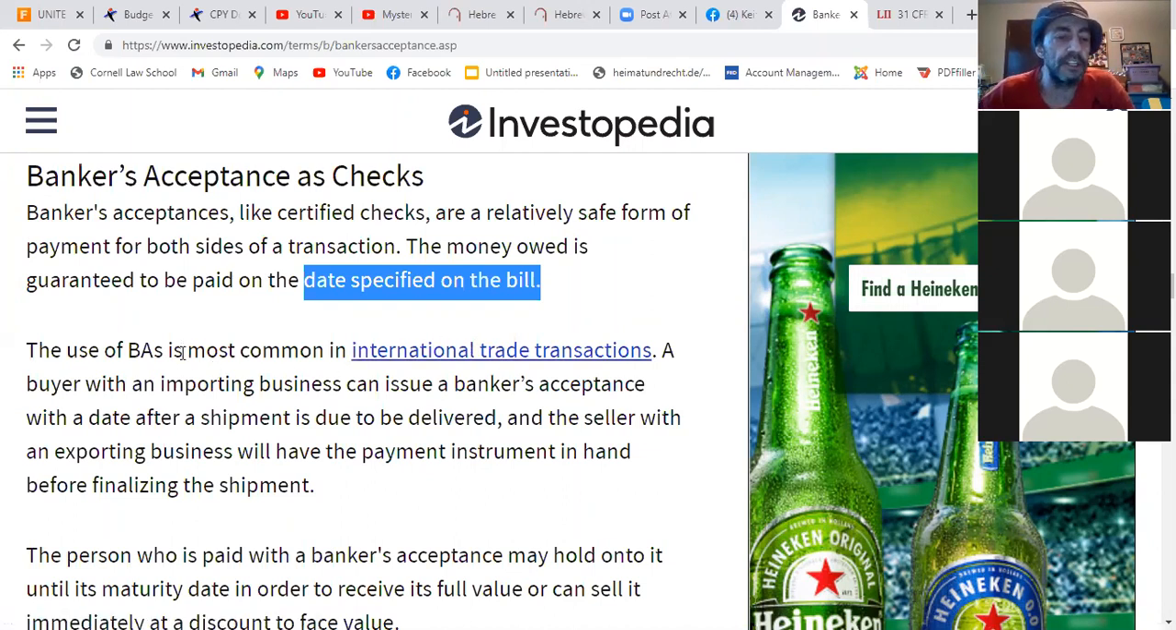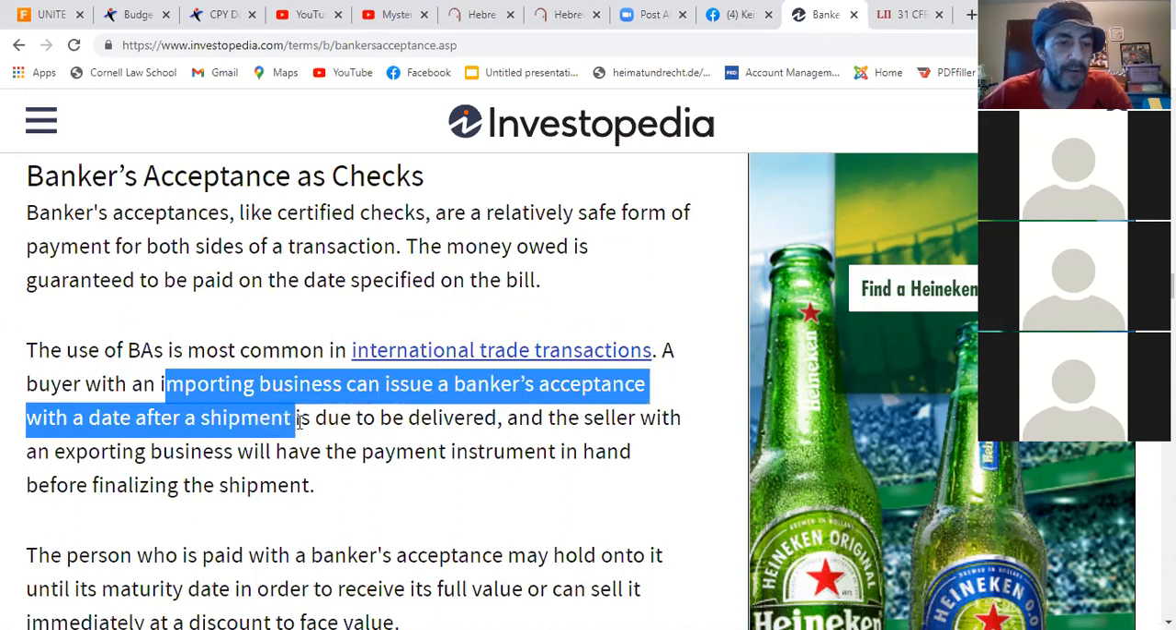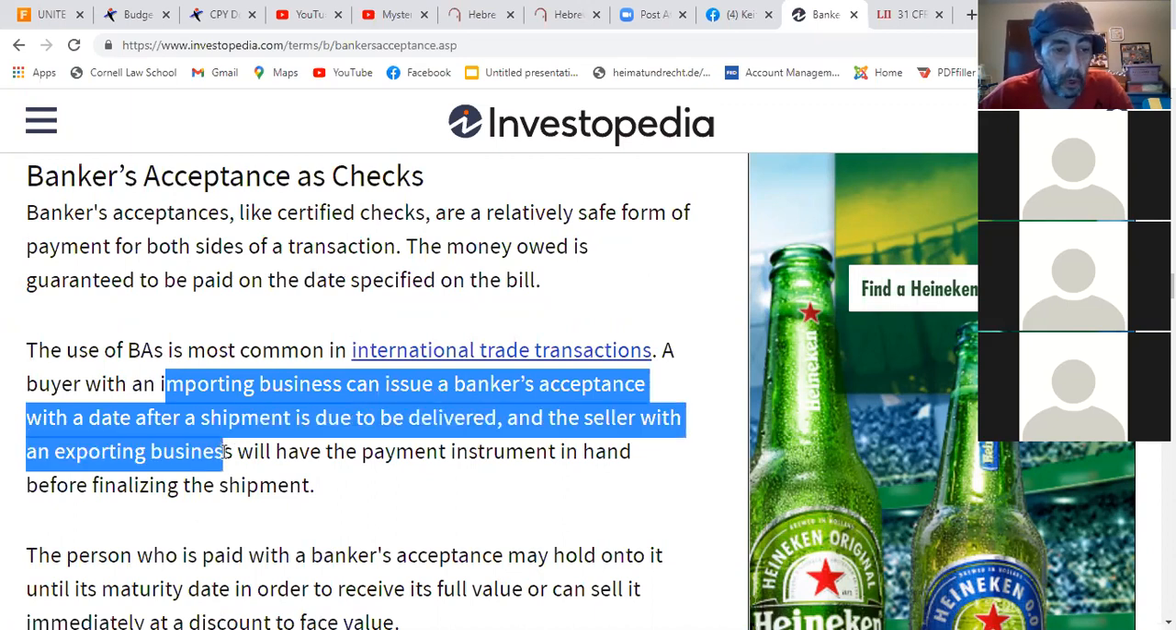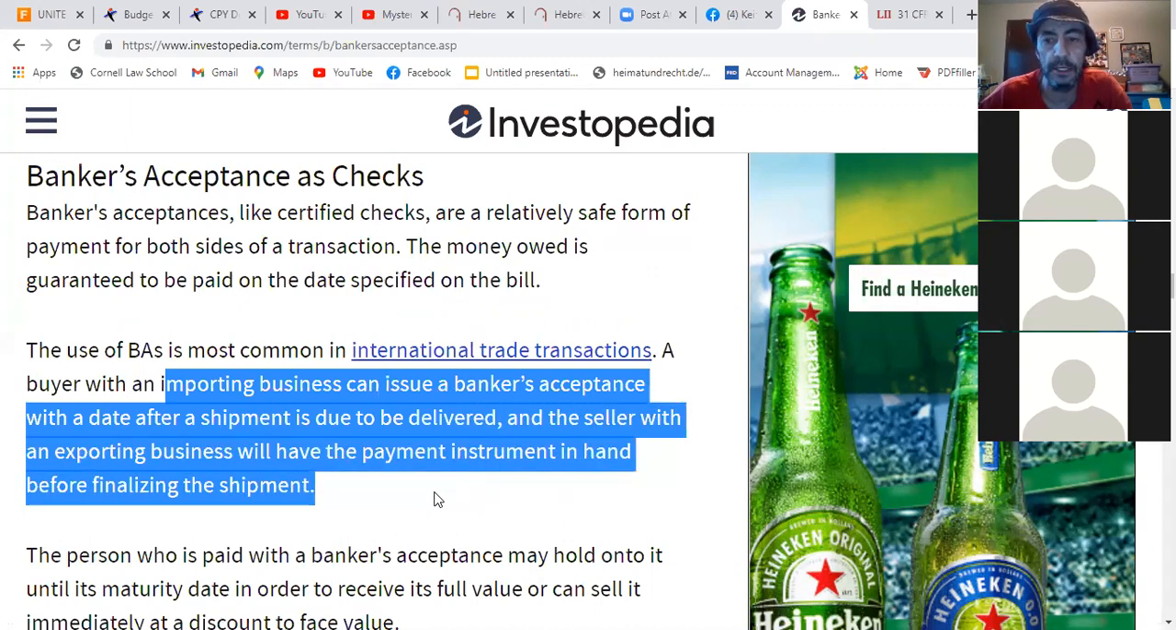The use of banker's acceptance is most common in international trade transactions. A buyer with an importing business can issue a banker's acceptance with the date after shipment is due to be delivered, and the seller with an exporting business will have the payment instrument in hand before finalizing the shipment.